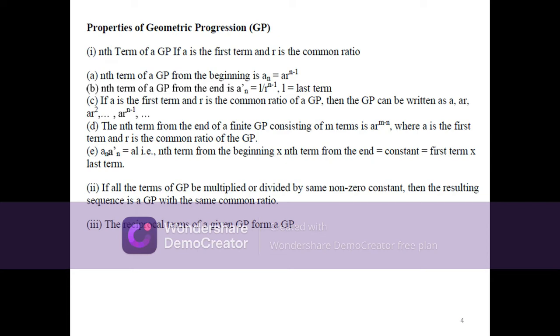A_n into A_{n-1}... is equal to a into l, where l is the nth term from the end. The product of the nth term from the beginning and the nth term from the end is equal to a constant. If all the terms of a geometric progression are multiplied or divided by the same non-zero constant, then the resulting sequence is a geometric progression with the common ratio r. The reciprocal terms of a given geometric progression form a geometric progression.